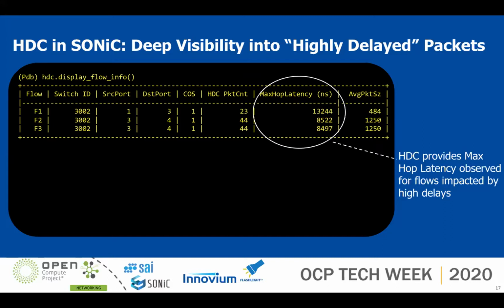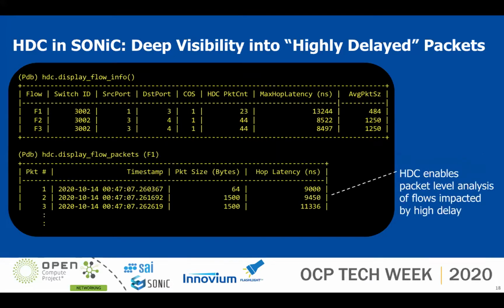Flow F2 and F3 have different source and destination ports relative to F1. Flows F2 and F3 have port 4 as the destination port, while flow F1 has port 3 as its destination. The max latency for flows F2 and F3 are both around 8.5 microseconds. Based on this data, we can see that on switch 3002, there is more congestion and delay experienced on port 3 as compared to port 4.